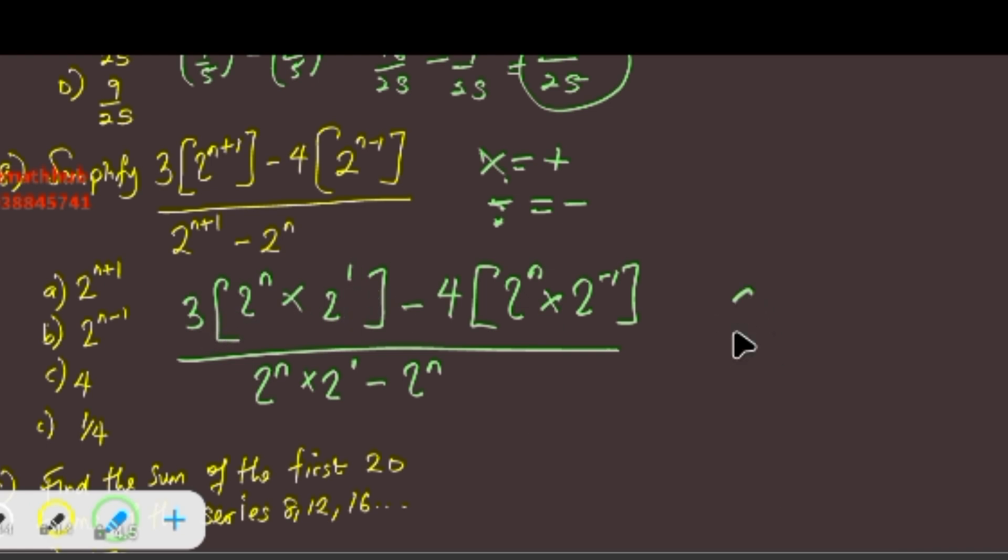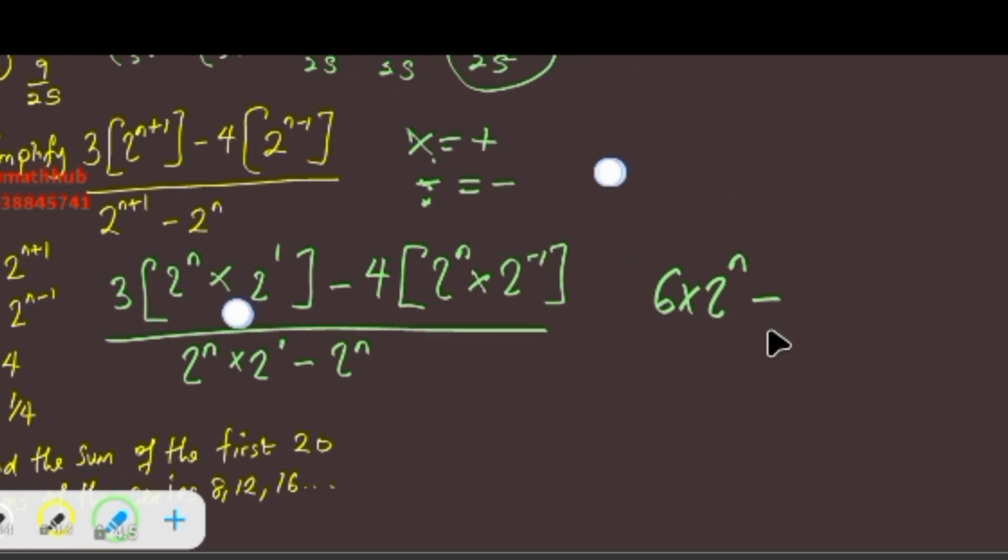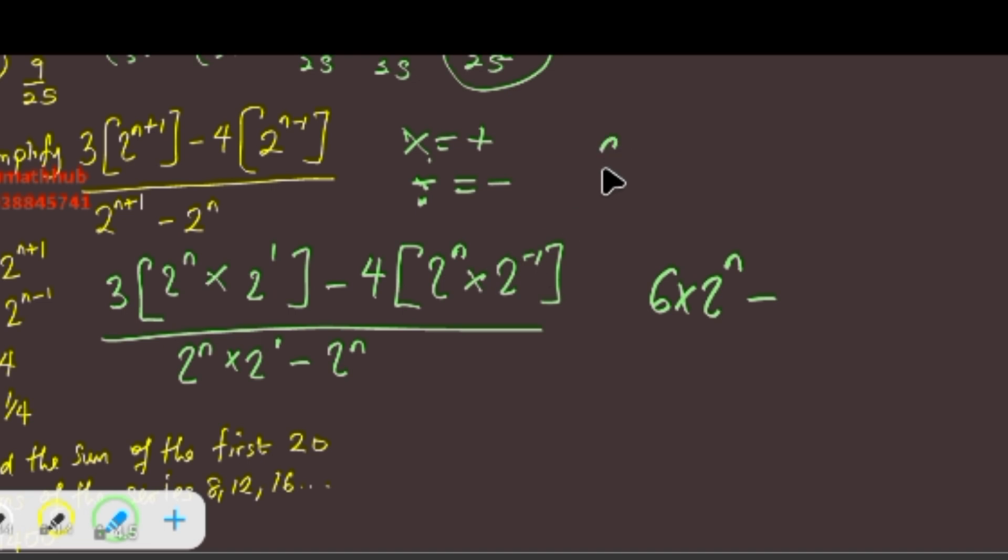So you can just write 6 times 2 raised to power n. This 2 raised to power n here is this first one. Then minus 2 raised to power minus 1 here. 2 raised to power minus 1, the same thing as 1 over 2. So this 4 is multiplying 1 over 2. So it's as if you have 4 times 1 over 2. That will give you 2. Okay, so that will give you 2 times, then you put your 2 raised to power n back.